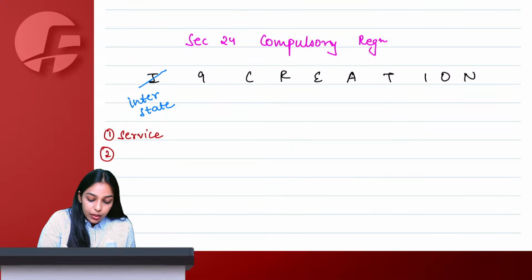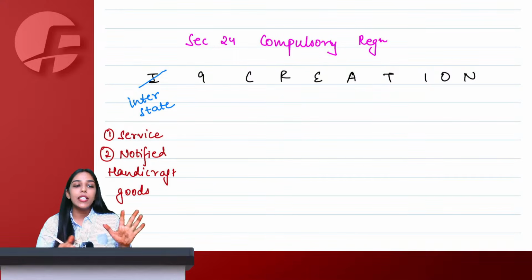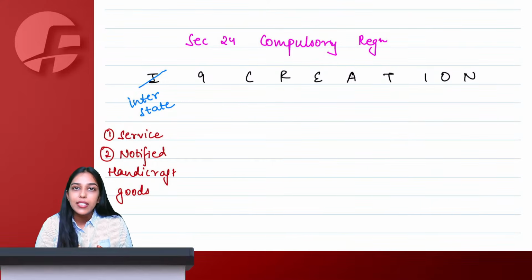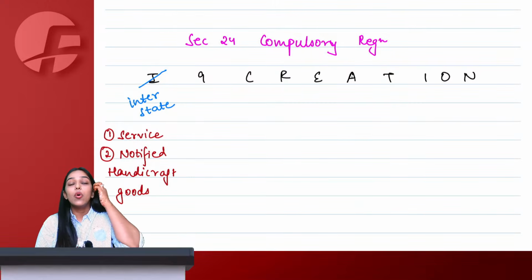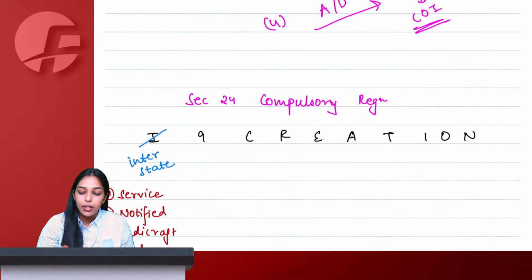And the second is a supplier of notified handicraft goods. These are goods made predominantly using hands. A little machine is okay, but it should be mostly by hand. If you have made handicraft goods notified by the government, then you will take registration only if your threshold limit of 10 or 20 lakh is reached. Otherwise, no need to take registration. So for these 2 people we will check the Section 22 limit. But for other people involved in interstate transactions, compulsory registration will always be required. Got it, ma'am?